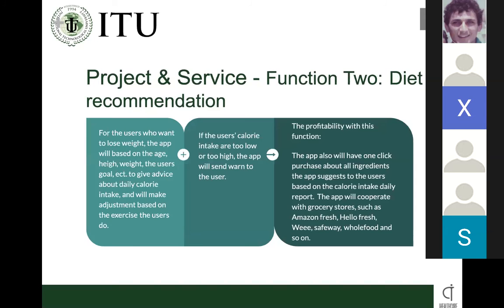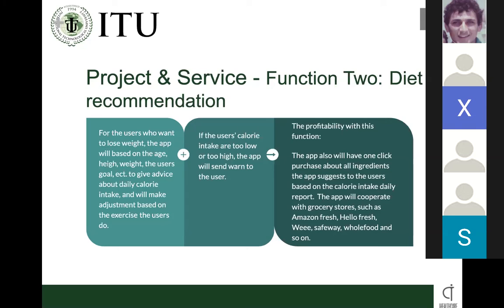Next page is about diet recommendation. For users who want to lose weight, like me, based on age, height, weight, and the user's score, this app can give advice about daily calorie intake and will give you adjustments based on the exercise the user does. If I say, oh, I went running for 1 hour, maybe I need more water. I can eat more calories because I burned more calories than usual.